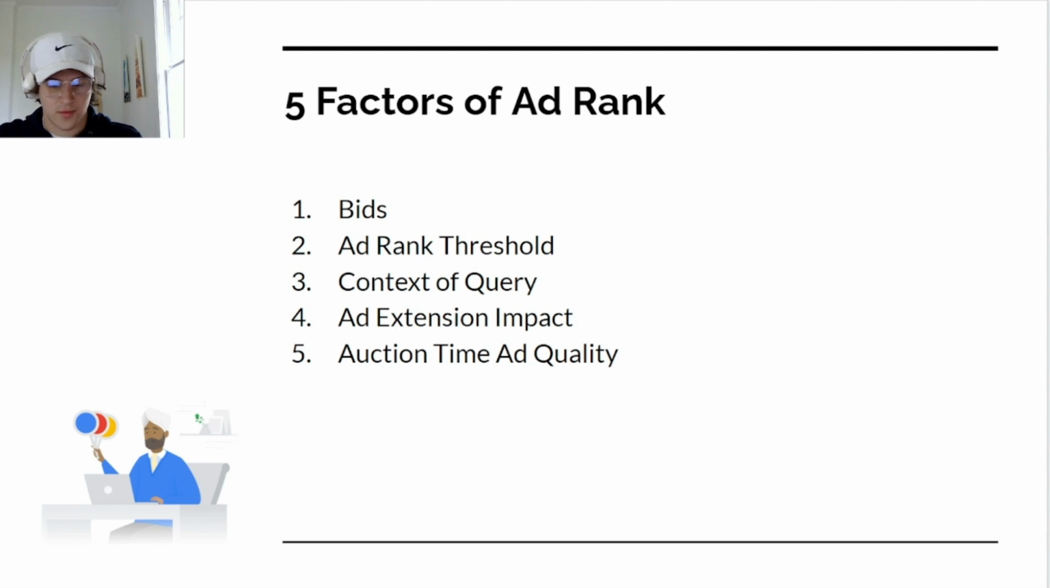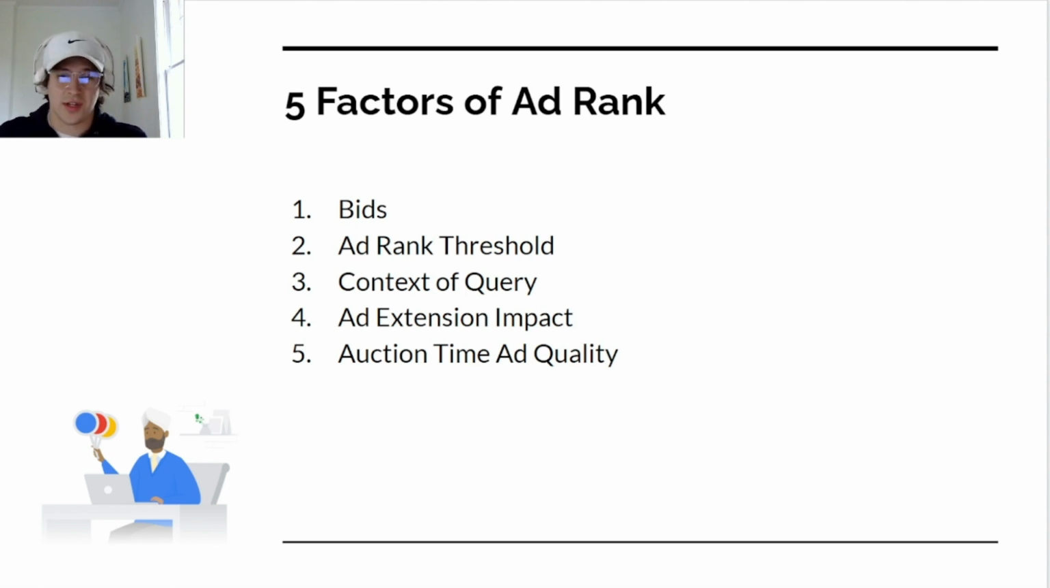Okay, so context of queries. With the ad auction, context really matters. Ad rank is calculated based on the search terms that people enter, the person's location at the time of the search, and the type of device that they're searching on, like mobile or desktop. So it's really vital that whatever people are searching, your keywords match that, your ads match that, your landing page matches that, right?